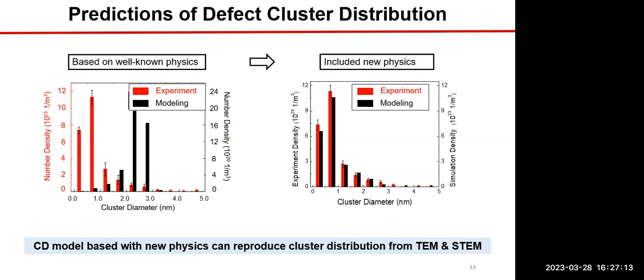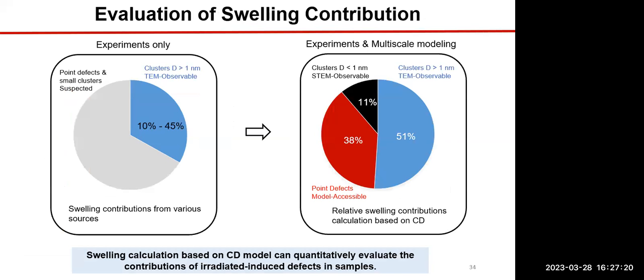After that, we further quantified the contribution of those radiation defects to the swelling, as shown here. Previously, if we only used the experimental measurement, we could only get the large defect cluster contribution to swelling. But now, when we use the integrative method, we can get the contribution of all kinds of defects to the swelling. And we can see that the small clusters and the invisible point defects play an important role in the swelling process.